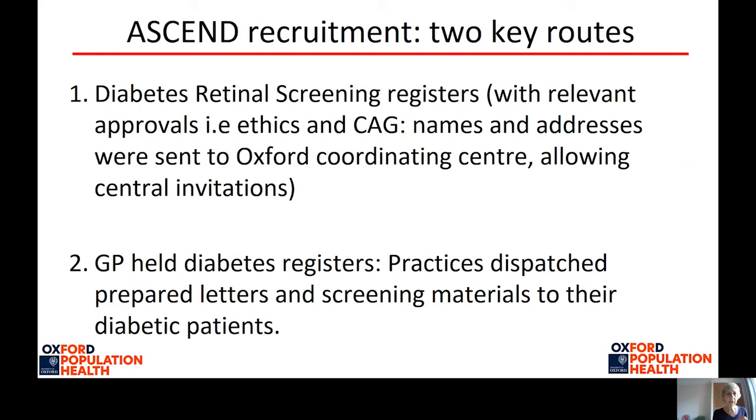The Confidentiality Advisory Group also asked us to explore other means of finding patients, and so we also accessed GP diabetes registers. In that situation we didn't have the names and addresses of the patients up front in the coordinating centre, but we provided the practices with invitation packages so that they could send those out to people with diabetes on their lists, and there was a free post envelope so that they could return their questionnaires to our coordinating centre.